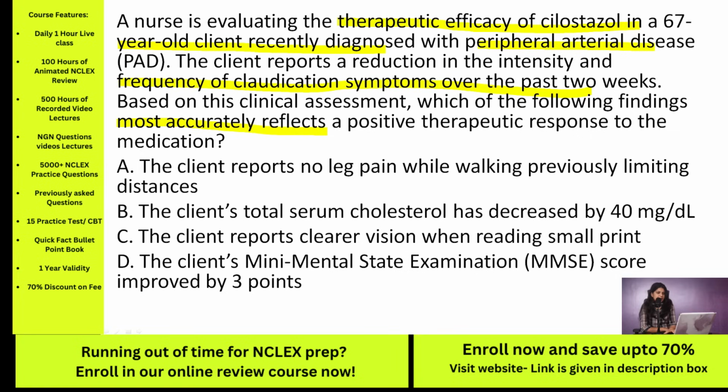Option A, the client reports no leg pain while walking previously limiting distances. Option B, the client's total serum cholesterol has decreased by 40 milligrams per deciliter. Option C, the client reports clearer vision when reading small print. Option D, the client's Mini-Mental State Examination score improved by 3 points. Now let's determine which of these responses is the most appropriate indicator of cilostazol's effectiveness.